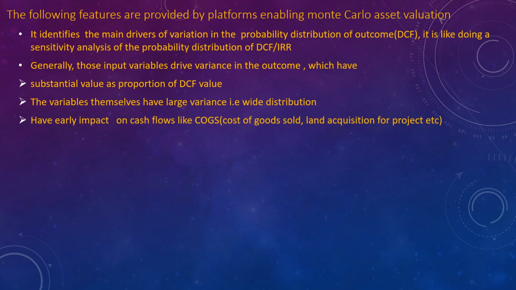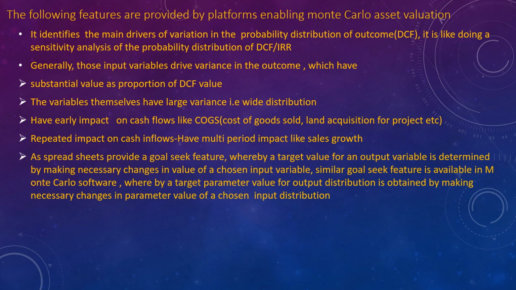Example, the wide distributions having early impact on cash flows, like COGS, that is cost of goods sold, land acquisition for projects, etc. Repeated impact on cash flows have multiple period impact like sales growth.